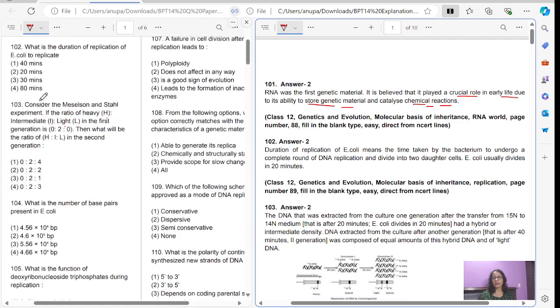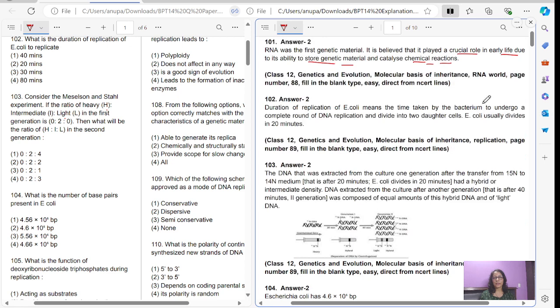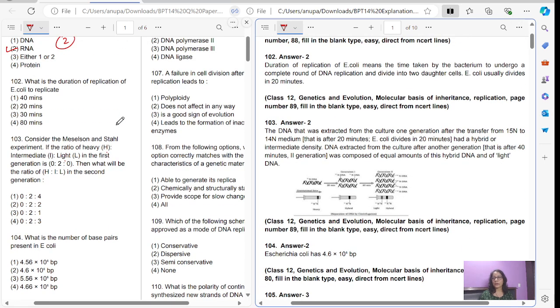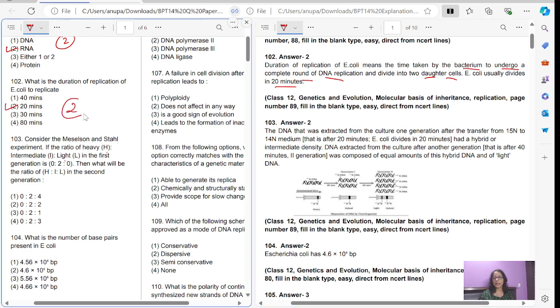Now let's move to the next question, that is question number 102. Question number 102 states that what is the duration of replication of Escherichia coli to replicate? Replication of Escherichia coli means the time taken by the bacterium to undergo a complete round of DNA replication and divide into two daughter cells. So it usually takes 20 minutes. So the duration of replication of Escherichia coli to replicate will be 20 minutes. That is option number 2 is the correct answer.